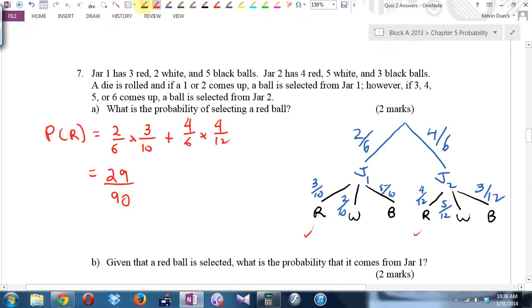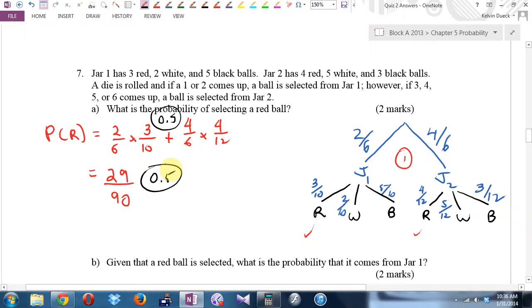Apparently the probability of getting a red is 29 out of 90. This one is worth 2. I would give you probably 1 mark for the tree, and then I would probably give you a half mark for the numbers and a half mark for the answer. Did anybody give their answer as a decimal? Okay.